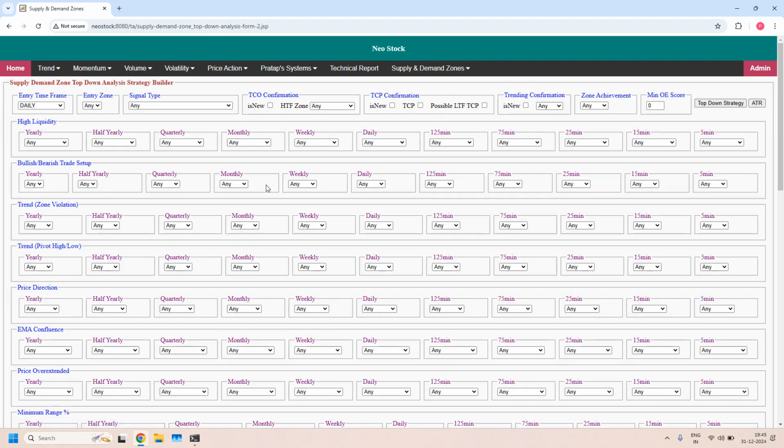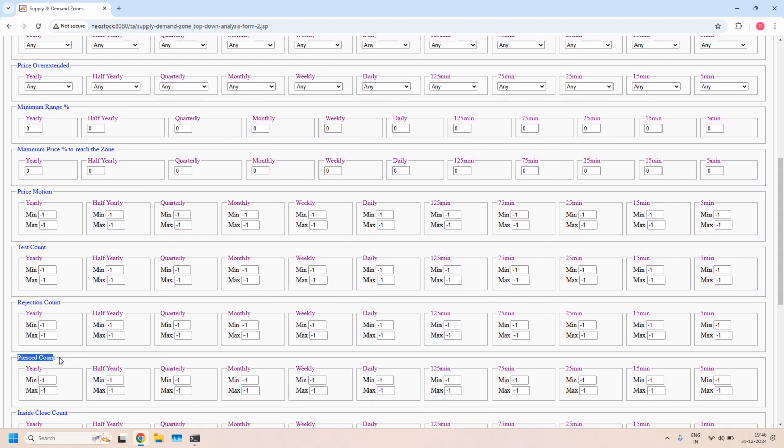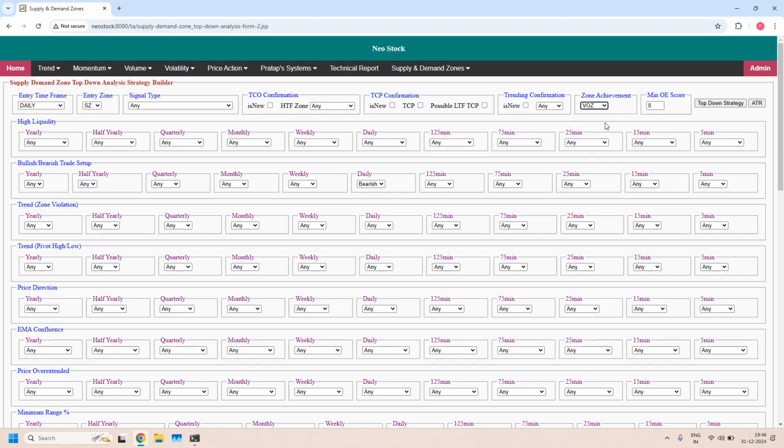Next, bearish trade setup for monthly income trade. Entry time frame daily, entry zone supply zone. In bullish or bearish trade setup at entry time frame daily, I am selecting bearish. These daily supply zones should not be pierced. So at the pierced count parameter at entry time frame daily, I am setting minimum value 0, maximum value 0. Zone achievement violated opposing zone, minimum odd enhancer score 12. This time all the 3 filters are applied to daily supply zone.